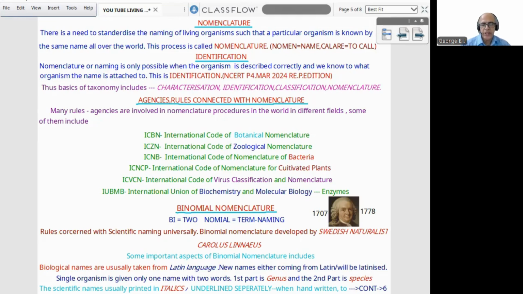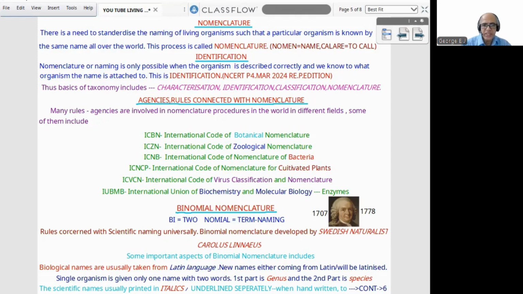Then ICNCP, International Code for Nomenclature for Cultivated Plants. Remember, cultivated plants also come under botanical nomenclature, but there is a separate wing, ICNCP. So cabbage can come under ICNCP or ICBN, but cabbage is a cultivated plant, that's all. So the difference is there, but plants basically come under ICBN, and can come under ICNCP also if they are cultivated plants. I think I made it clear.